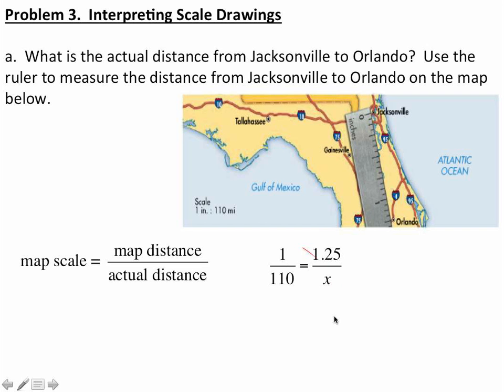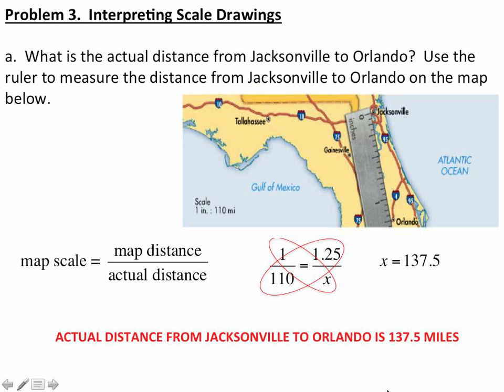It's a proportion. Cross multiply. So 1x equals 137.5. This is a nice problem because you don't have to worry about dividing, because you only have 1x here. All right, so 137.5 miles.